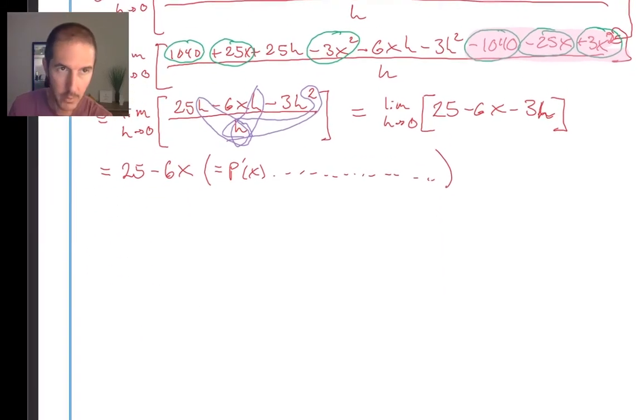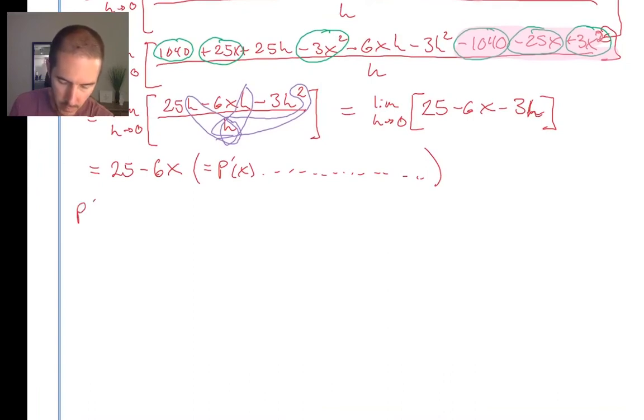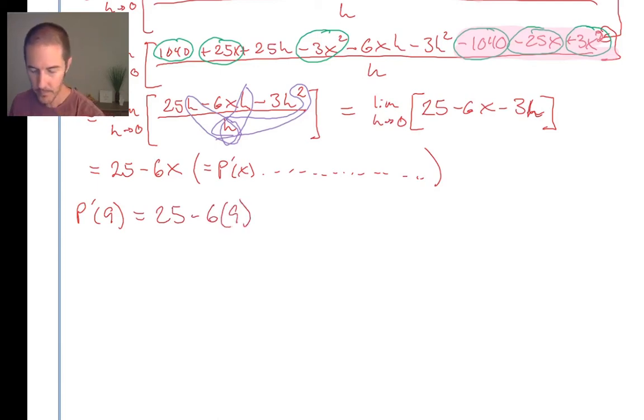So let's evaluate p prime of 9. So we have 25 minus 6 times 9. That's not looking so good. 25 minus 6 times 9 is 54. As far as profit's concerned, I'm not loving that as far as a profit number.